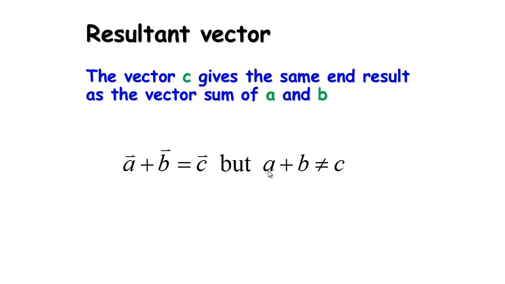It would get me to the same location as point C. If I just did magnitudes, A and B doesn't equal C. I've got to walk further for A and then B than I would just walking C. But in terms of vectors, to get to that location, I can add them and they give me the same value.